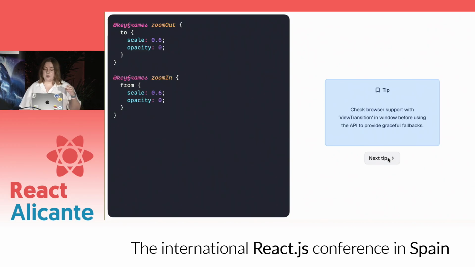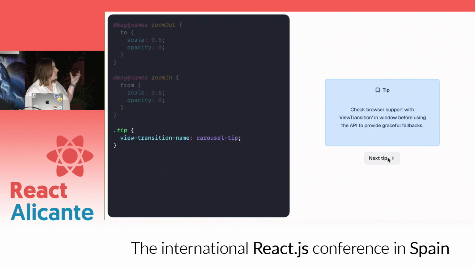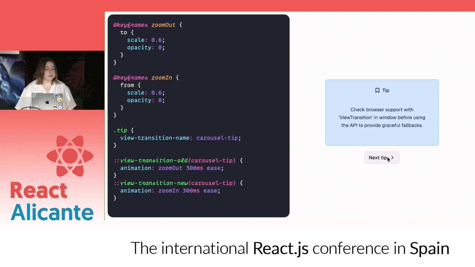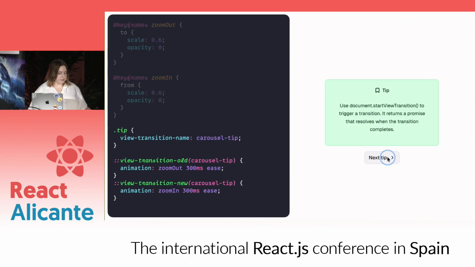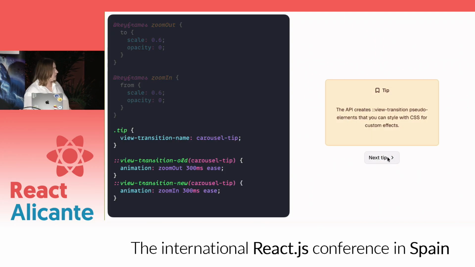But we can give our own elements their own transition names and then customize them. We can do it by using this view transition name property. So in this case, I will call it the carousel tip. And then the browser will create a new view transition for it. And we can access it by using those pseudo elements. And then we can change the animation.